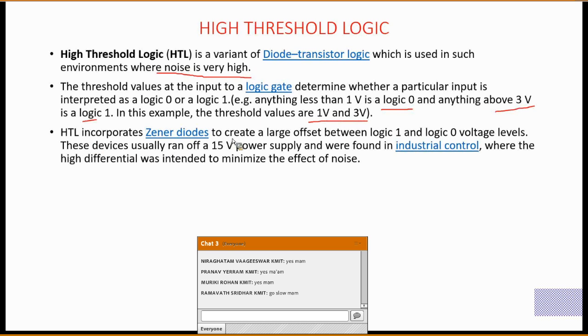High threshold logic uses Zener diodes to create a large offset between logic 1 and logic 0 voltage levels. These devices usually ran off a 15 volt power supply, and high threshold logic families or devices are mostly used in industrial control, where high differentials were intended to minimize the effect of noise.